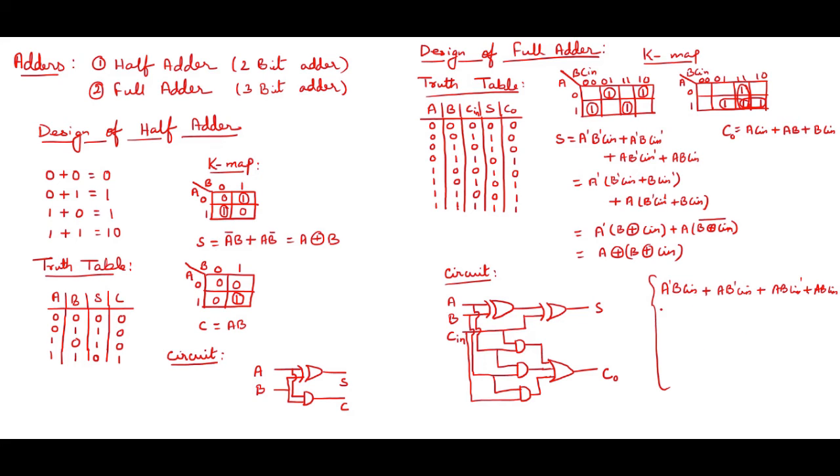So from here, if I take out C in common, I'll be getting this one as A bar B plus A B bar, the first one. And from here, let's say I'm taking out AB. Okay, so I'll be getting C in complement plus C in. So this is nothing but A XOR B, so I'll be getting A XOR B whole into C in plus AB. So this is the equation for what? This is the equation for C out.